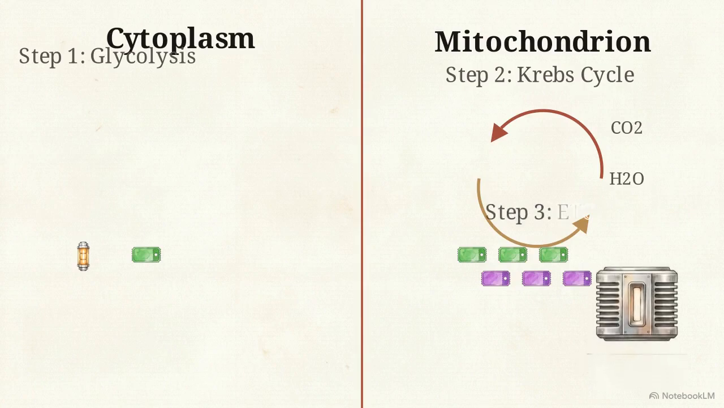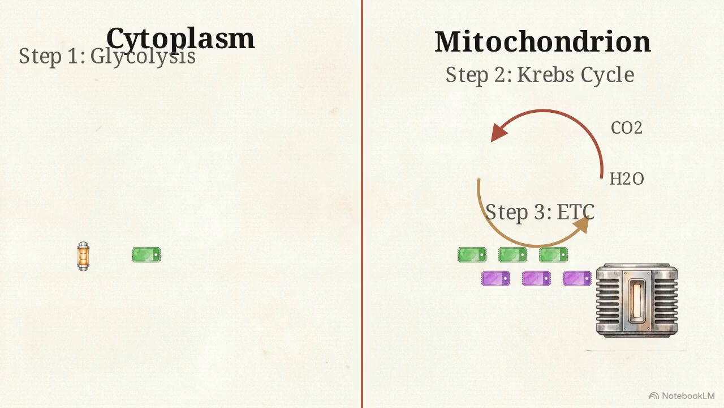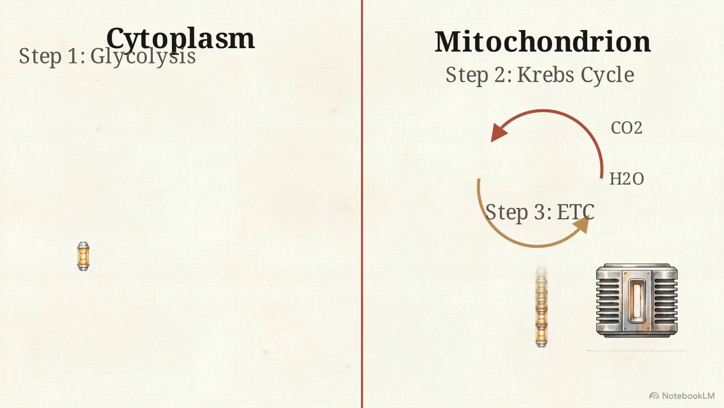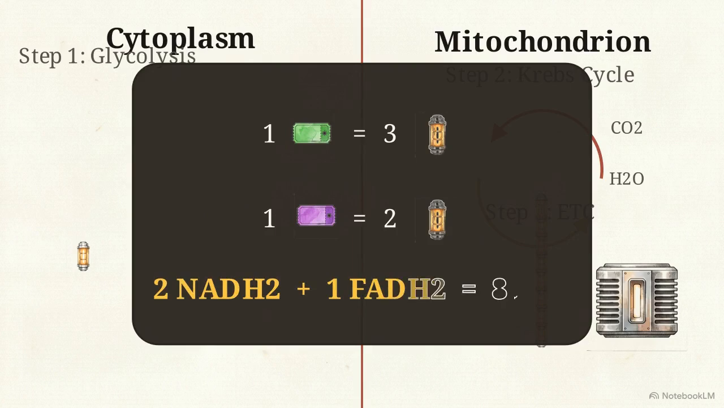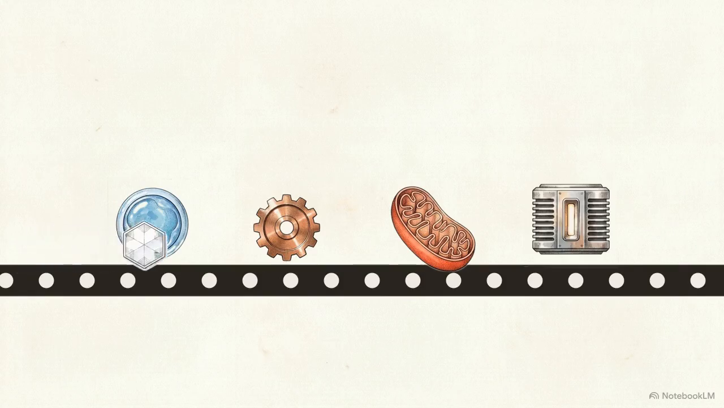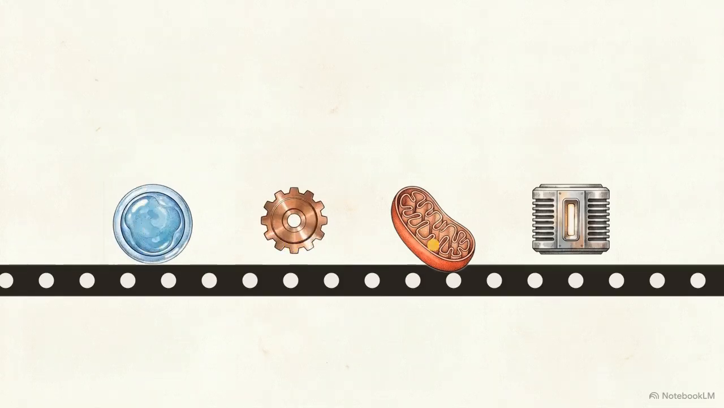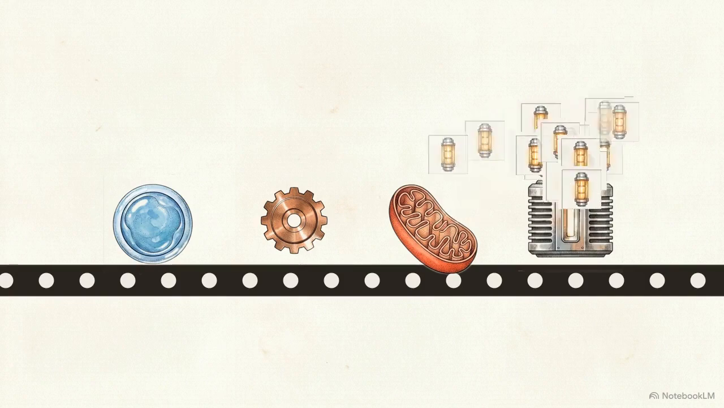Step 3 is the electron transfer chain. Those NADH2 and FADH2 molecules aren't usable energy on their own. They have to be cashed in at this final machine, rapidly converting into a massive, highly usable stack of ATP batteries. Let's test this conversion. The standard rate is 3 ATP for every NADH2 and 2 ATP for every FADH2. If you have 2 molecules of NADH2 and 1 molecule of FADH2, that yields a total of 8 ATP from the chain. Aerobic respiration is a highly efficient multi-stage factory line designed entirely to extract the absolute maximum amount of energy from a single piece of food.